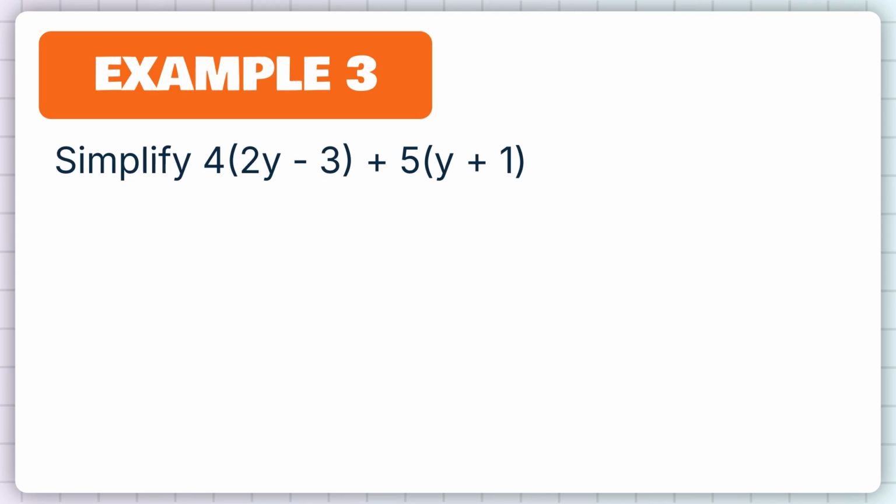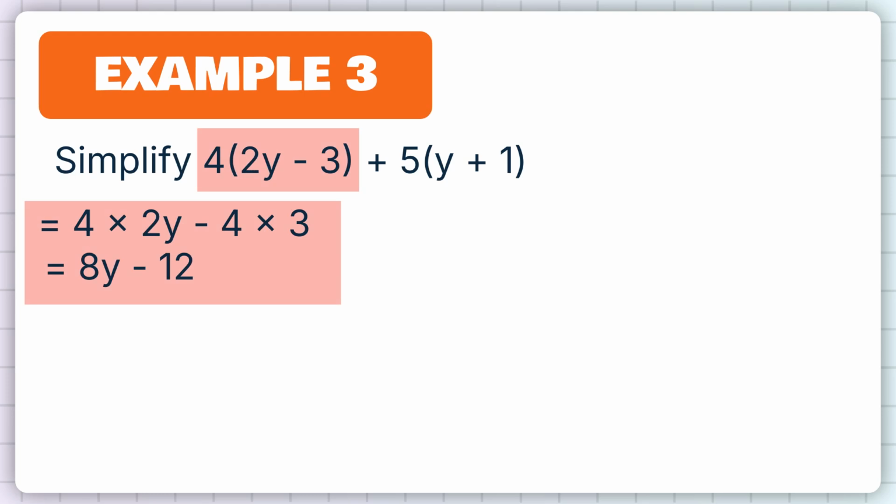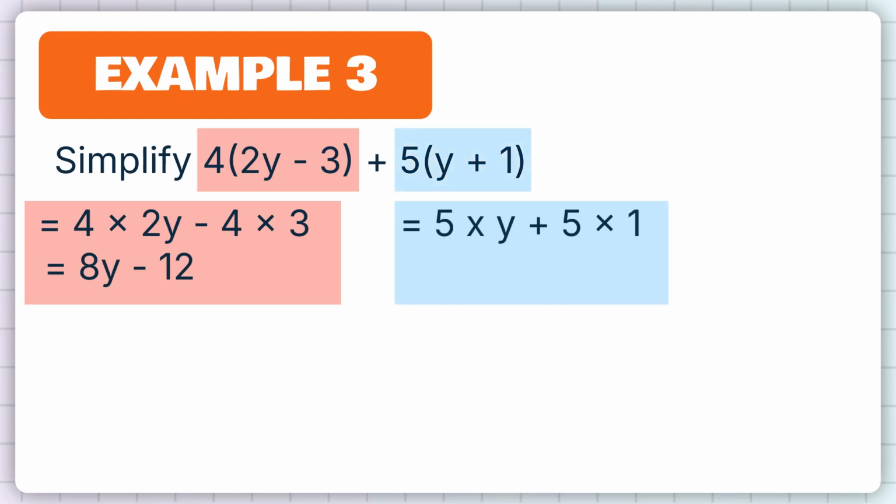Our third example uses some slightly more complex expressions. Simplify 4(2y - 3) + 5(y + 1). First, multiply out each set of brackets. 4(2y - 3) equals 4 times 2y minus 4 times 3. Simplifying this, we get 8y - 12. Expanding 5(y + 1), we get 5 times y plus 5 times 1. This equals 5y + 5.